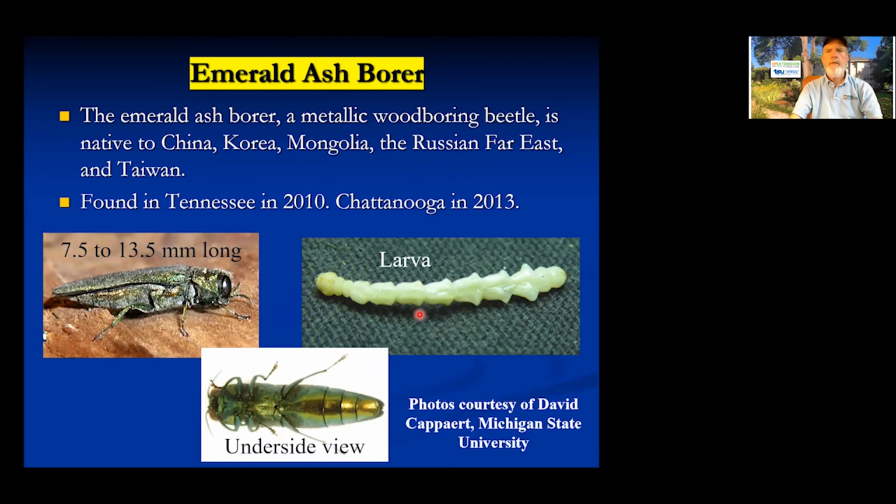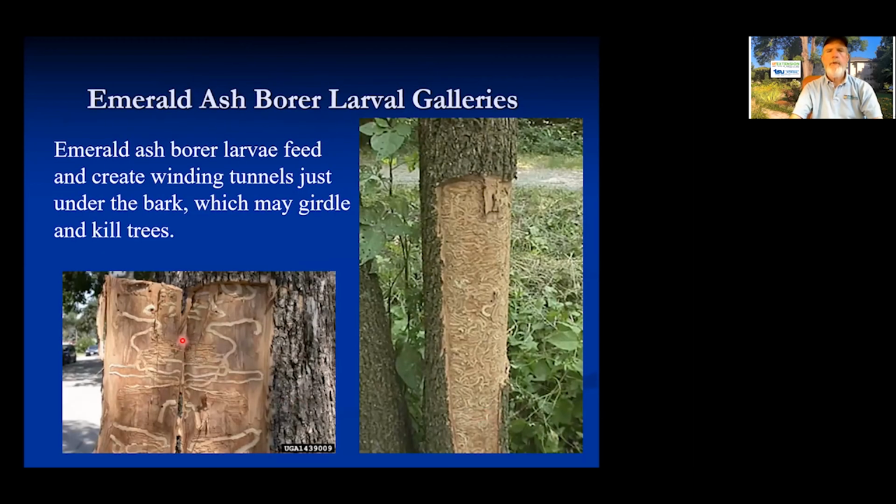The larvae penetrates the tree, and I think I got a picture. Inside the tree, underneath the bark, it makes these galleries. They call them winding tunnels. And sooner or later, probably about 4 years, the tree is dead as a doornail.